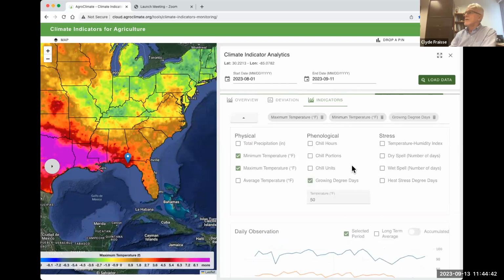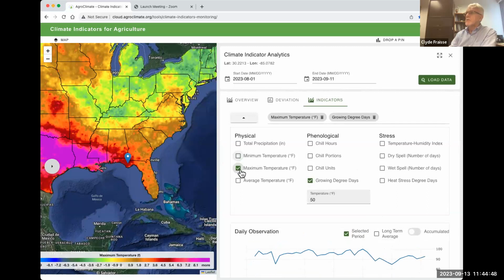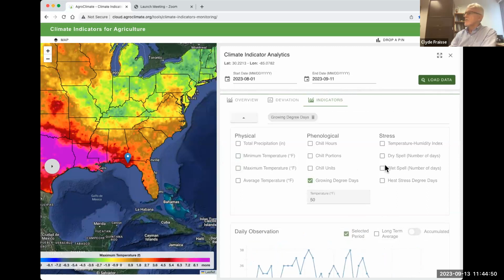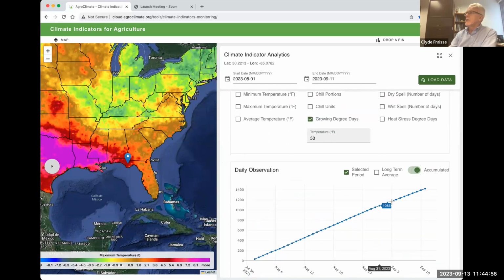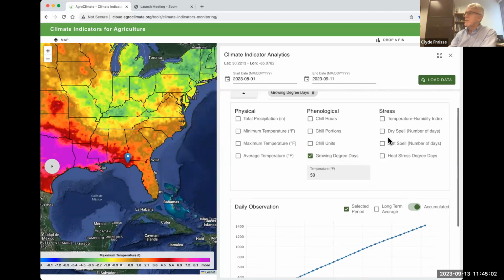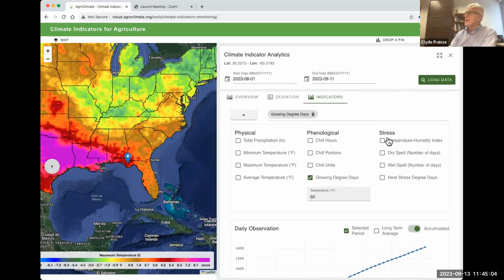Or if you want to look at, let's say, growing degree days, you can specify the base temperature. And also, if it's something that makes sense to accumulate, you can look at the accumulation of growing degree days using 50 degrees Fahrenheit as the base temperature throughout that same time period.